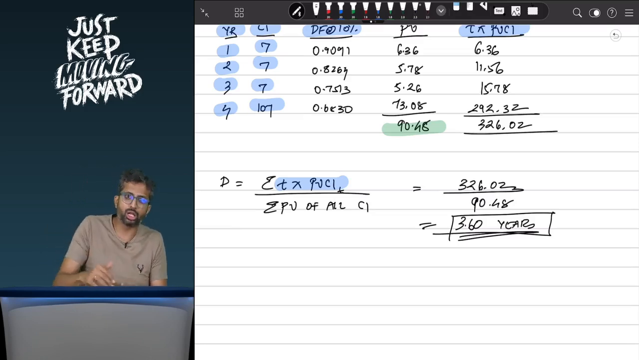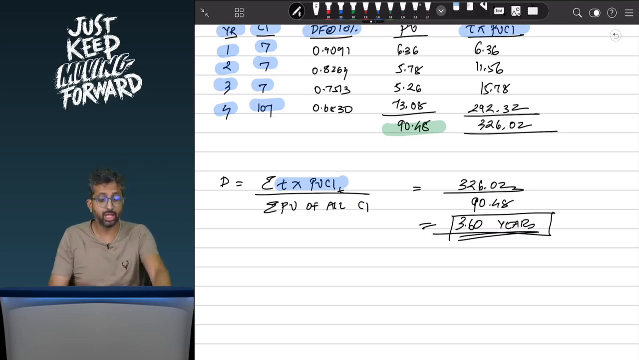Remember, the earlier I recover, the better it is. The later I recover, the riskier. So when I look at the payback period, the shorter the payback period, the lesser the risk. Longer the payback period, the more the risk.